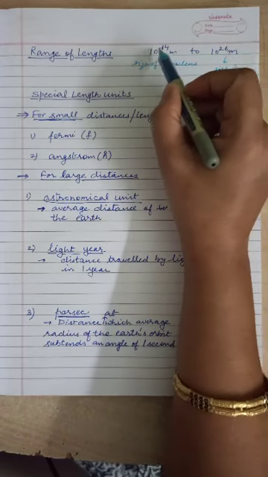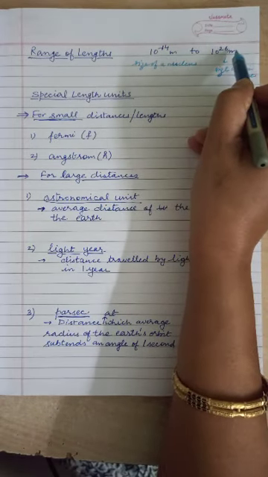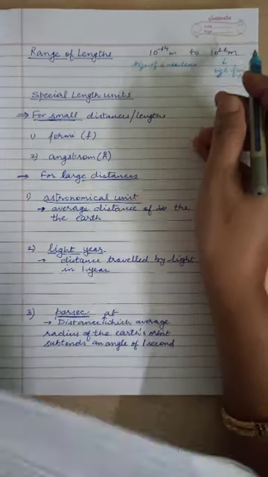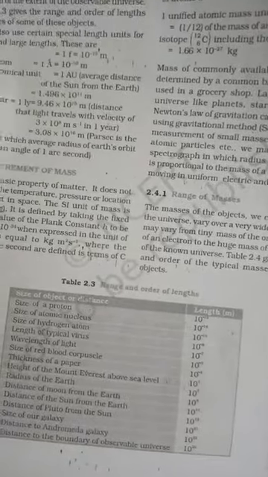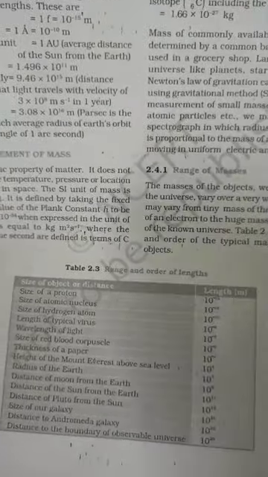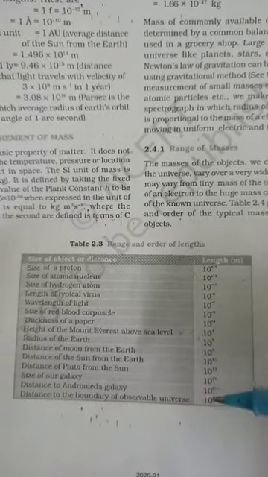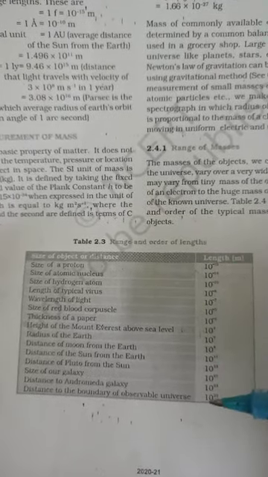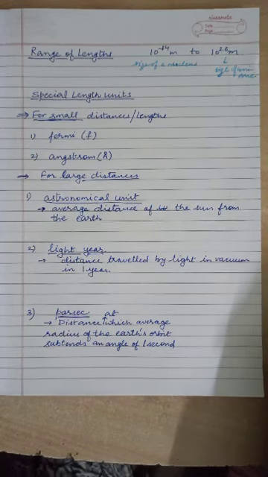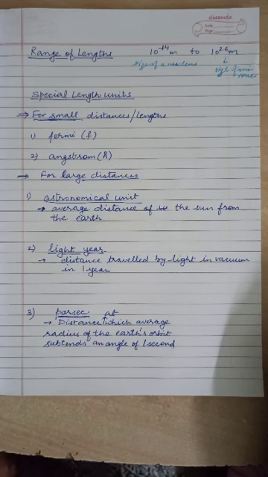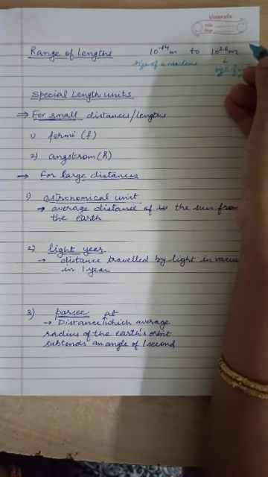So such a wide range of lengths we have to deal with in physics, and you can see in table 2.3 of your NCERT book the lengths of various things are given here, and the order of length is given. You can just go through this and have an idea of what is the range of lengths that we study in physics. Now for such a wide range of lengths, we cannot use only meter as the unit of length.